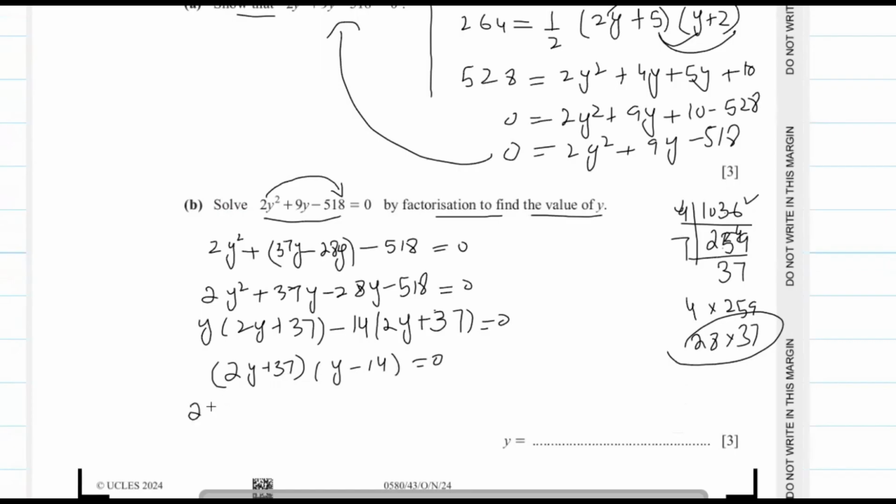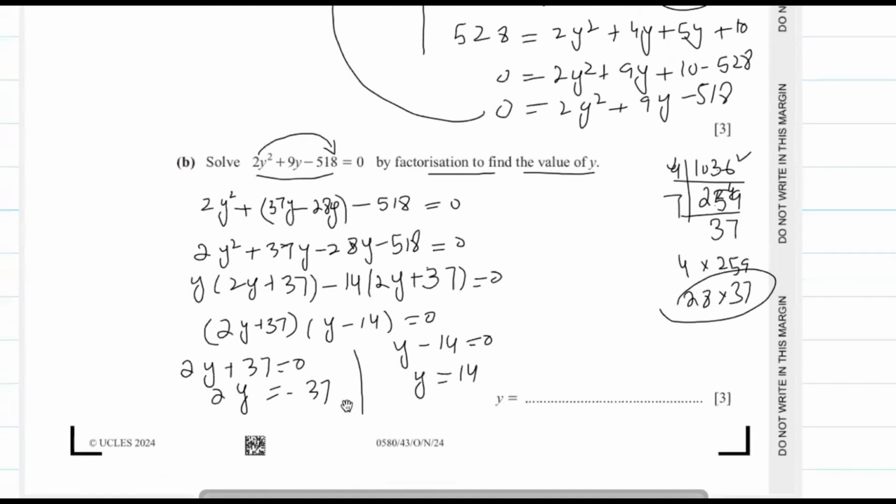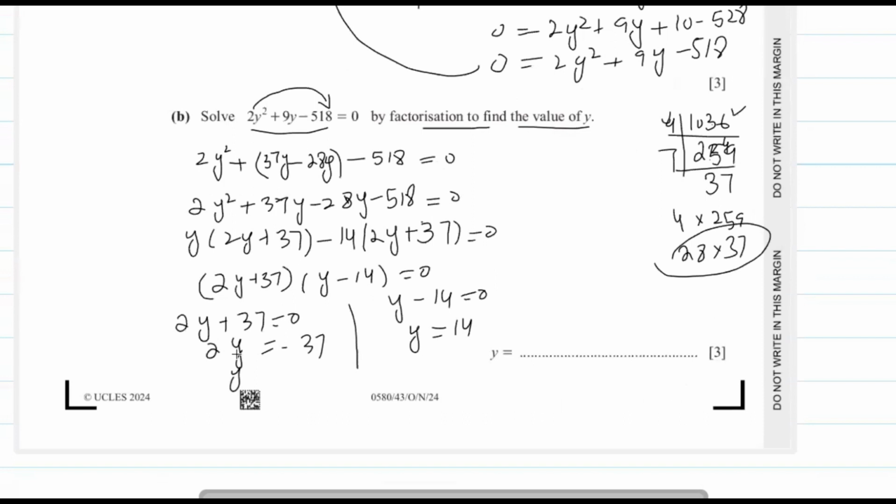And we can write this 2y plus 37 equal to 0. Therefore, 2y equal to minus 37. And the second value will be y minus 14 equal to 0. We write y equal to 14. And here this value of y will be minus 37 over 2.